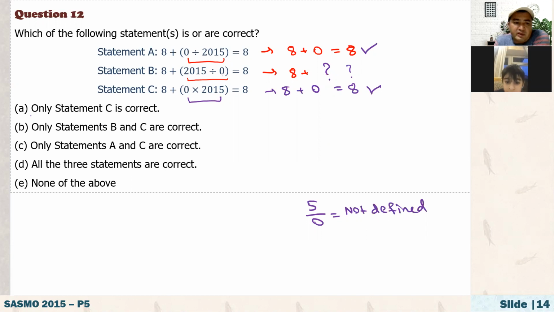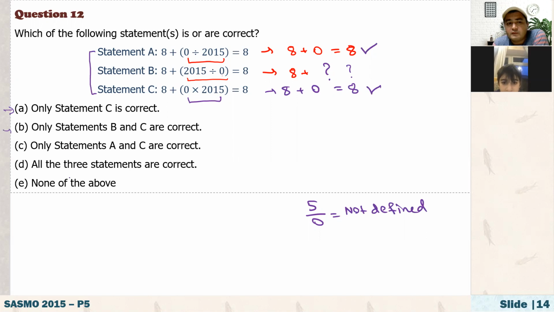Now, can you read the first statement, A? Read the first one, A. Only statement C is correct. Is it the correct answer? No, right? Because we have two correct answers, statement A and statement C. They are correct.